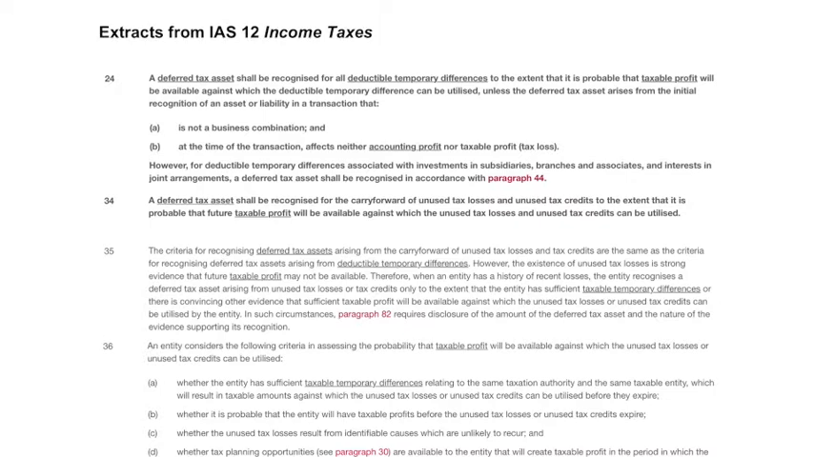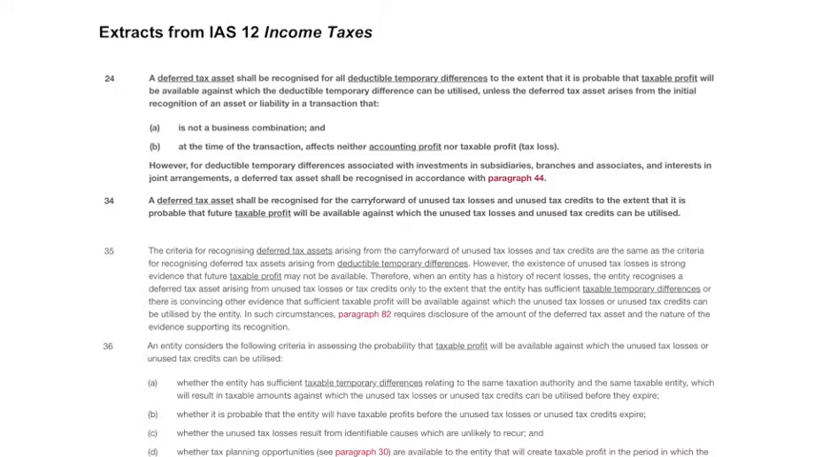Okay, so that's what paragraph 24 deals with, and it also says, however, for deductible temporary differences associated with investment in subsidiaries, branches and associates, interest in joint arrangements, a deferred tax asset shall be recognized in accordance with paragraph 44, but we're not going to look at that now because it's not relevant for our example. Paragraph 34 says that a deferred tax asset shall be recognized for the carry forward of unused tax losses and unused tax credit to the extent that it is probable that future taxable profit will be available against which the unused tax losses and unused tax credits can be utilized.